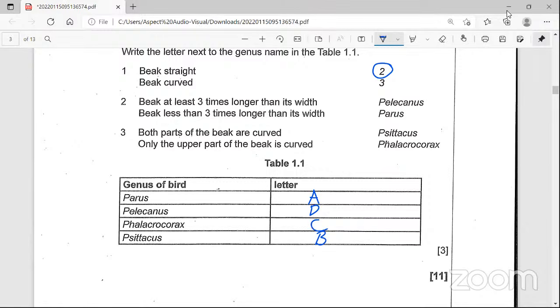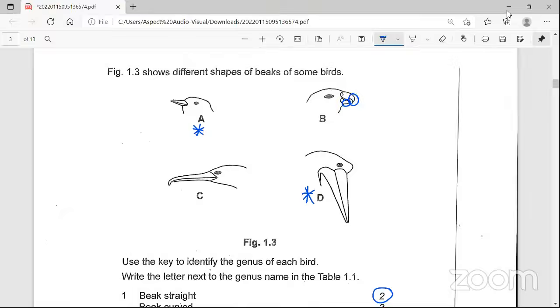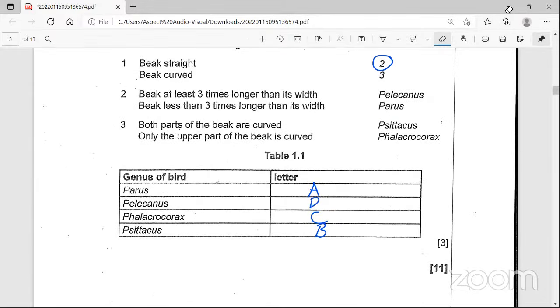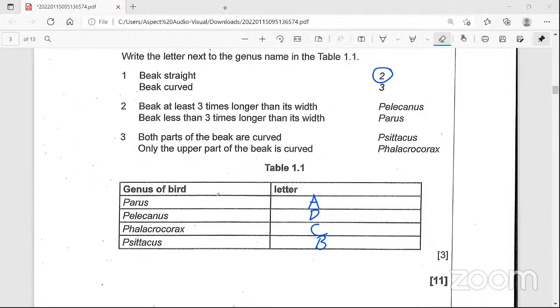So we don't know. Yes, Uri? What's the question? Isn't B supposed to be at C? No, both parts of the beak are curved, is your Cytacus. So if you look here, the one that has both parts curved is the B. So that's why we put it at your B here. Oh, I see. Are we together? Online people, are you there? Yes, sir. Right. So we quickly name those species, and then we can move on to the next part.